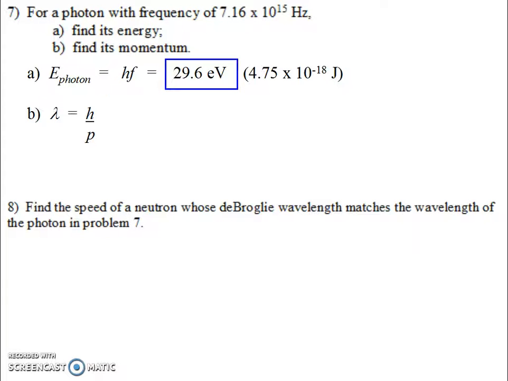So here's the equation we use. Lambda equals h over p. Rearrange it for p, the momentum, p equals h over lambda. And now, you have to put in your values.